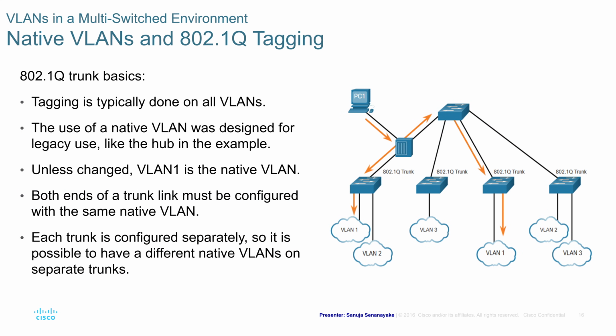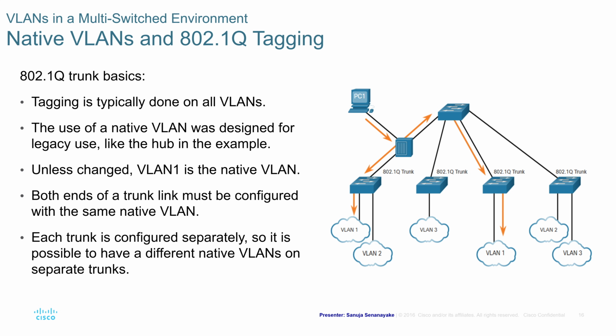Native VLANs and 802.1Q tagging. 802.1Q tagging is typically done on all VLANs. The use of native VLAN was designed for legacy use, like the hub in this particular example. The hub will have a native VLAN. Unless changed, VLAN 1 is the native VLAN on most Cisco devices and many other vendor-specific devices.